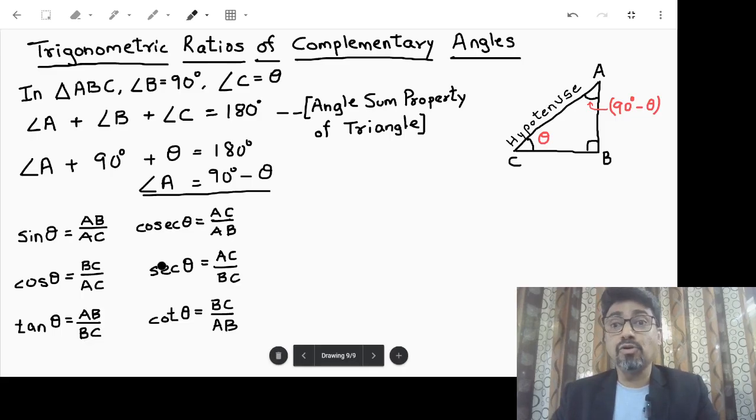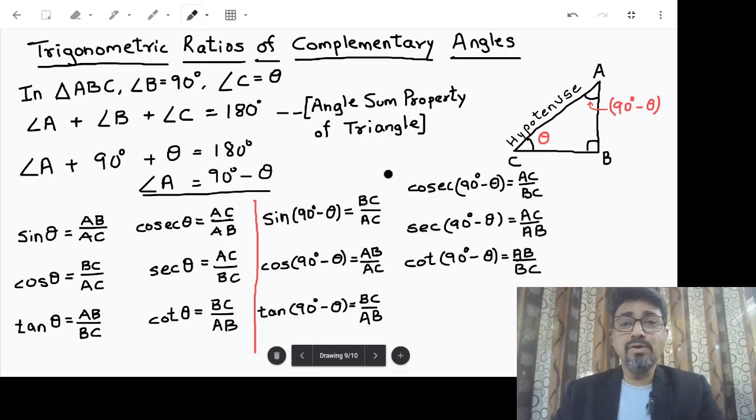Then the next three trigonometric ratios, cosec, sec, cot, are reciprocals of the first three trigonometric ratios. Cosec, reciprocal of sine, AC upon AB. Sec, reciprocal of cos, AC upon BC. Cot, reciprocal of tan, that is BC upon AB.